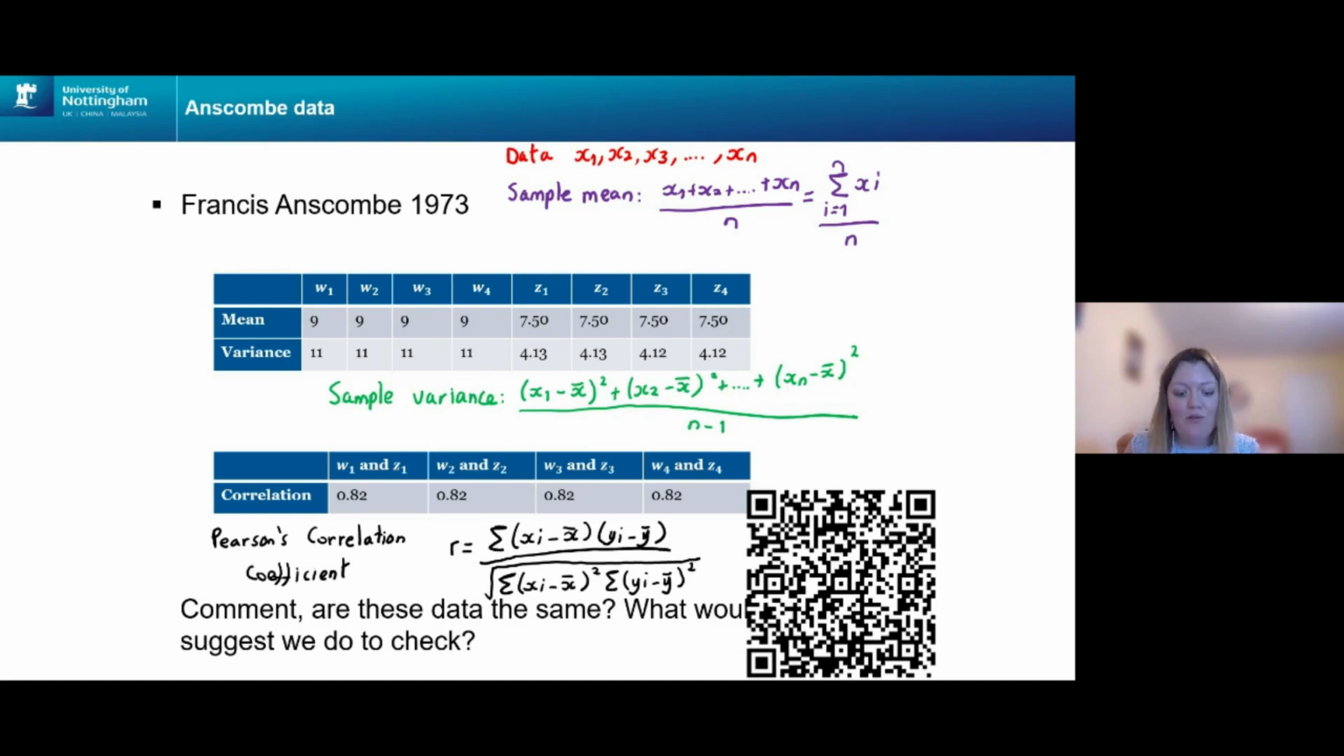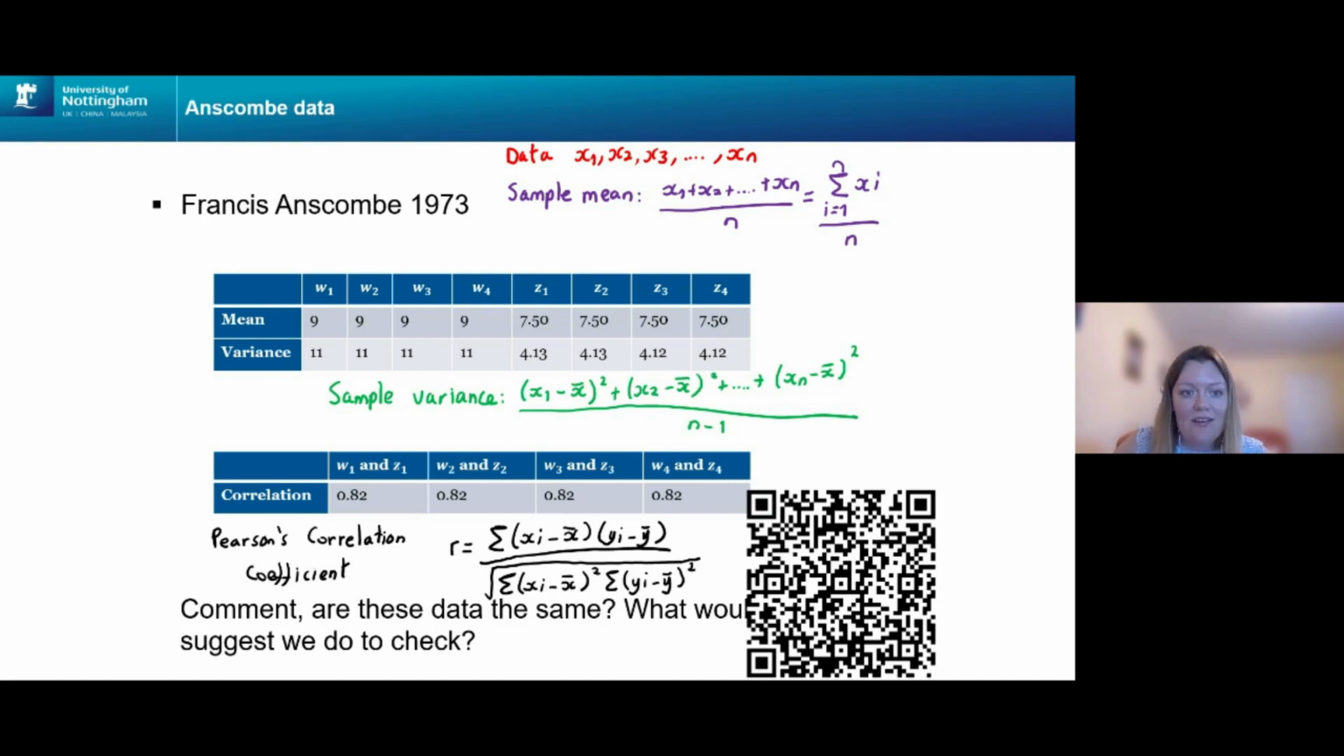So we've had quite a few responses. People have said we could calculate the standard deviation. This would just be the square root of the variance, so this would be the same. We've actually got a few good suggestions of plotting the data. Let's look at a scatter plot and see what we can tell from this.